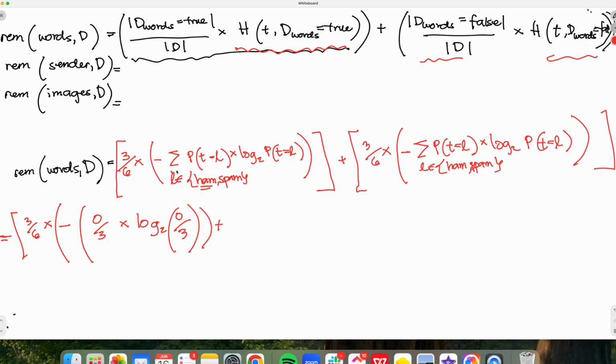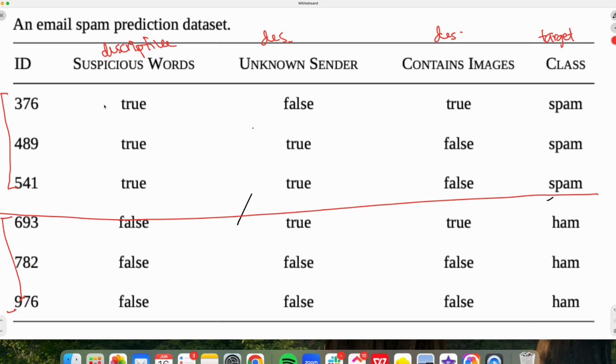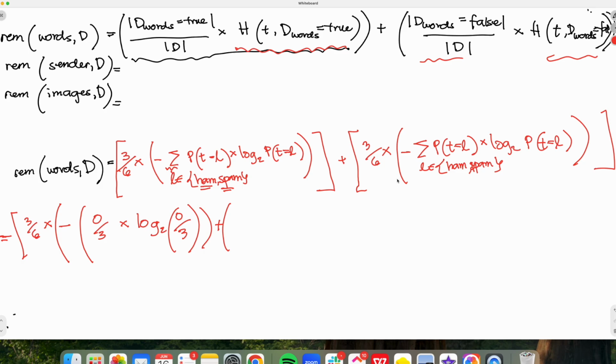Plus, this is a summation, right? How about spam? For the data set where words is equal to true, we have 3 that is spam. Therefore, we have 3 over 3 times log base 2 3 over 3.